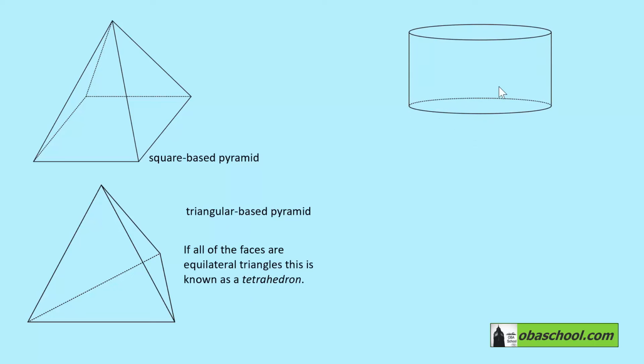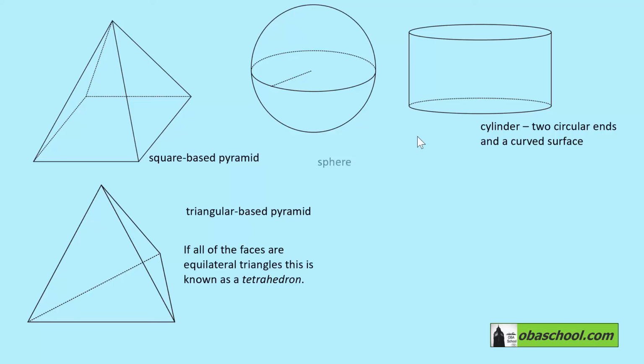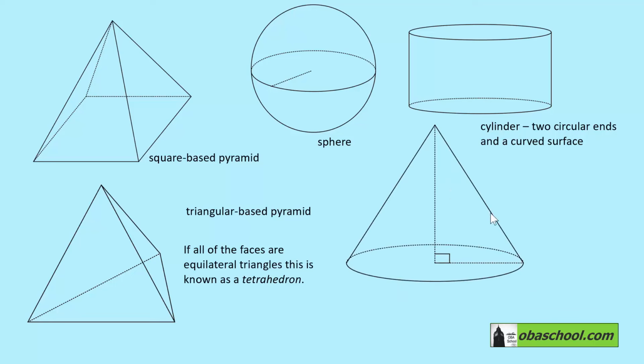This shape here is a cylinder. We have 2 circular ends and a curved surface. Now for this shape, it won't follow that Euler formula, F plus V is equal to E plus 2. That doesn't apply to the shapes with curved edges. This you should recognize as a sphere. And here we have a cone.